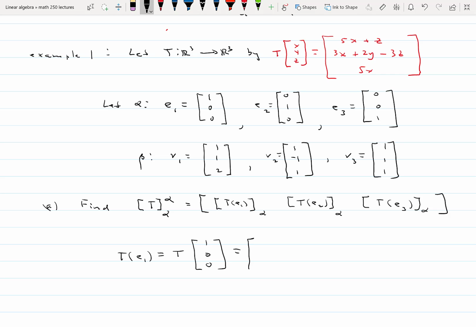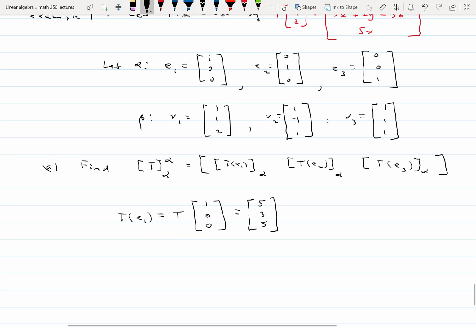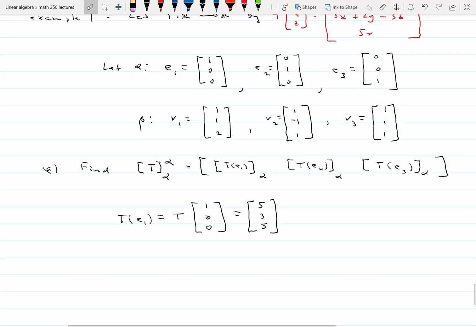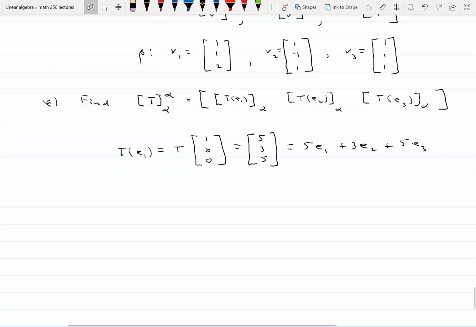Now let's write the vector 5, 3, 5 in terms of the vectors in the basis alpha, which is very, very simple. This is just 5 times the vector 1, 0, 0 plus 3 times the vector 0, 1, 0 plus 5 times the vector 0, 0, 1. And we've got to do the same thing with the other two vectors in alpha.